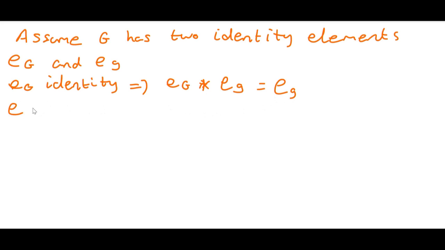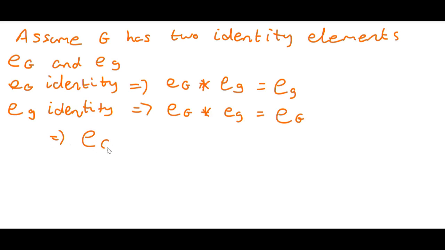But then the fact that E_g is an identity implies, and we'll do the multiplication the same way, E_G star E_g is equal to E_G. And that's because, again, multiplying from the right by an identity still keeps the same. So this clearly implies that E_G is equal to E_g, which contradicts that E_G and E_g are not equal to each other. So therefore we can't have more than one identity. Okay, we must have one singular identity element.